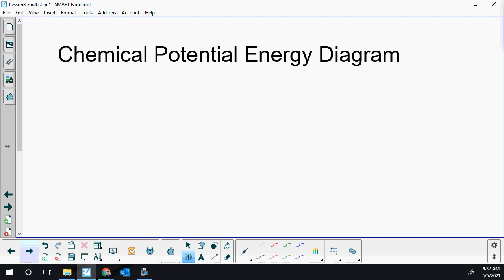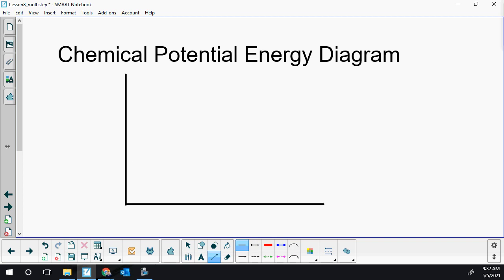Last thing, I just want to clarify or give you a little more information on chemical potential energy diagrams, in particular preparing you for upcoming assessment. So the responding variable, the y-axis, is potential energy. Our x-axis is reaction coordinate. I'm going to put some more numbers in here to prepare you for potentially answering questions.